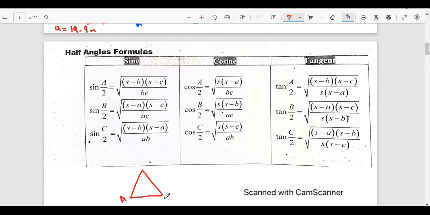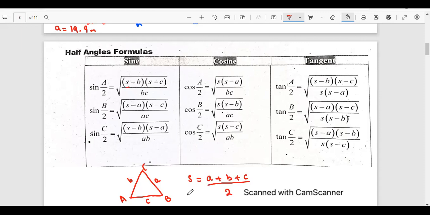Again, let's say this is A, B, and C. This side would be small a, this side would be small b, and the side opposite to angle C would be small c. So we have capital A, capital B, capital C, and small a, small b, small c. What exactly is this S? This S is basically A plus B plus C divided by 2. This S is half of the perimeter of your triangle.